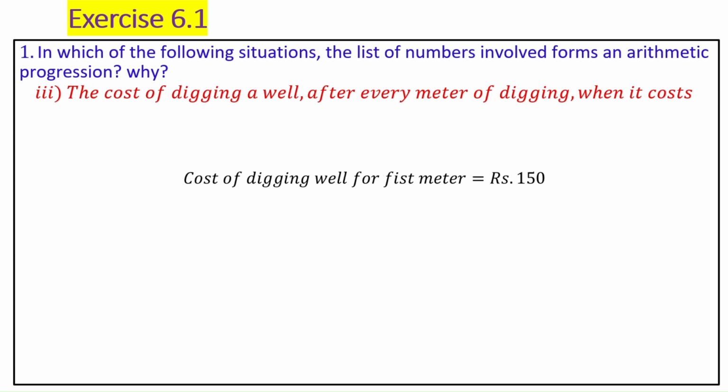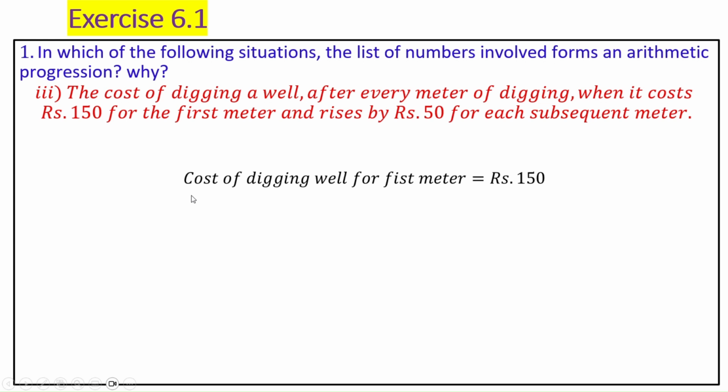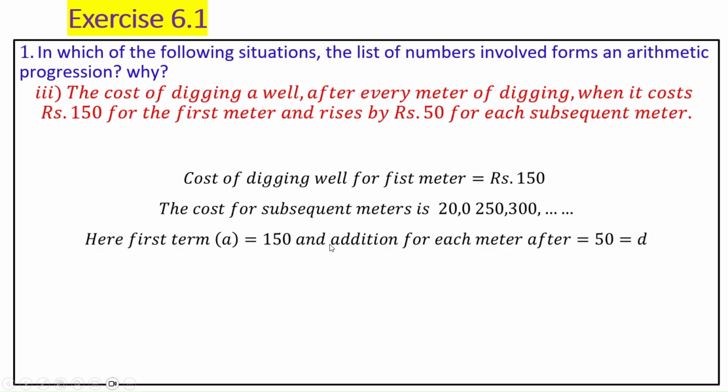The cost of digging a well: after every meter of digging, it costs 150 rupees for the first meter and rises by 50 rupees for each subsequent meter. This is the same as the taxi problem. So the cost of digging the well for the first meter is 150, and the cost of subsequent meters is 200, 250, 300, because 50 rupees is added each time. So the series is 150, 200, 250, 300. The first term is 150 and the common difference is 50, so this is in arithmetic progression.